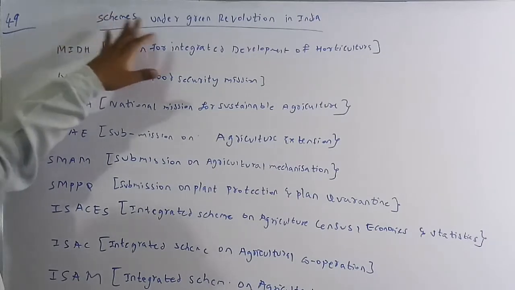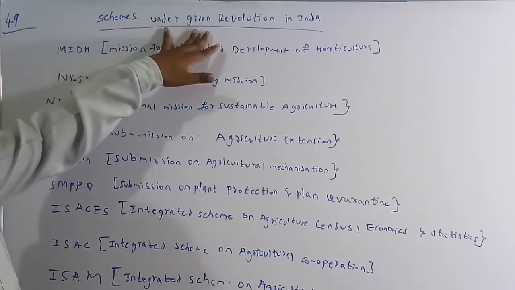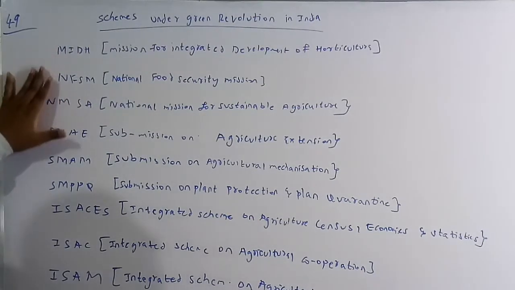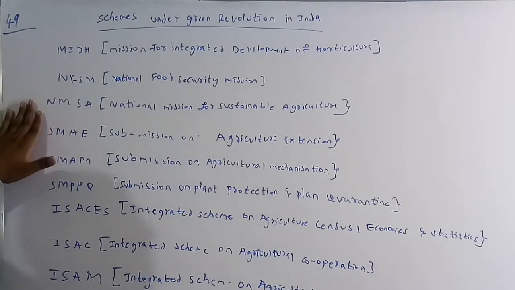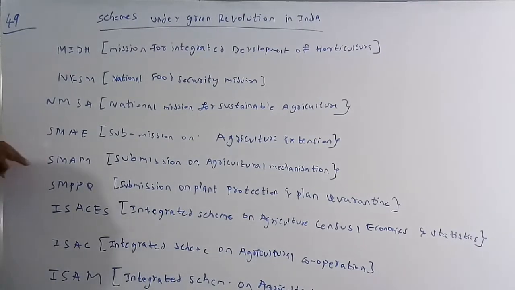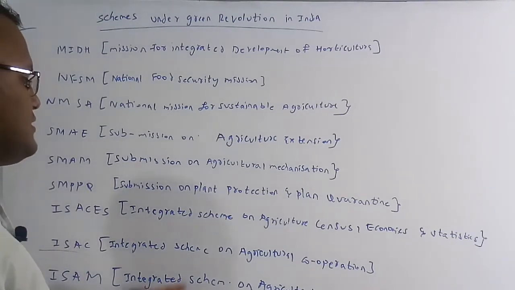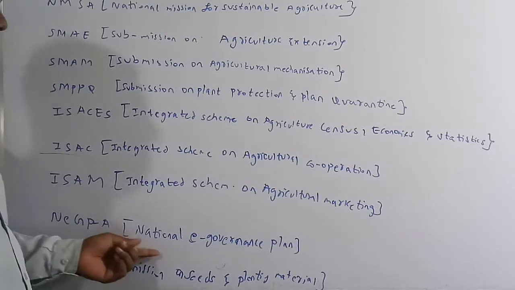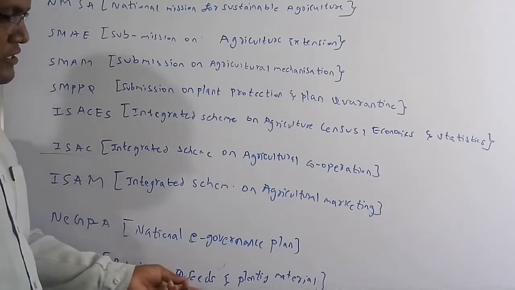Now we will discuss some of the schemes under the green revolution in India. Some of the schemes are MIDH, which is Mission for Integrated Development of Horticulture; NFSM, National Food Security Mission; NMSA, National Mission for Sustainable Agriculture; SMAE, Sub-Mission on Agriculture Extension; SMAM, Sub-Mission on Agricultural Mechanization; SMPPQ, Sub-Mission on Plant Protection and Plant Quarantine; ISACES, Integrated Scheme on Agriculture Census, Economics and Statistics; ISAC, Integrated Scheme on Agriculture Cooperation; ISAM, Integrated Scheme on Agriculture Marketing; NeGPA, National e-Governance Plan; and SMSP, Sub-Mission on Seeds and Plant Material.